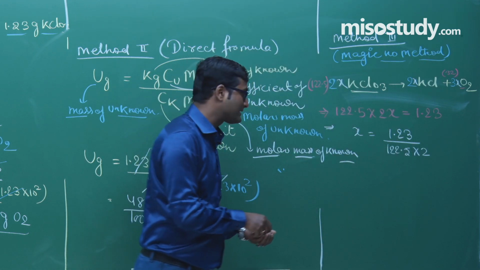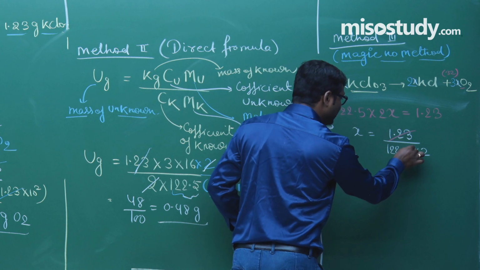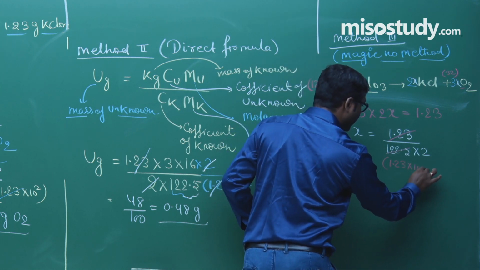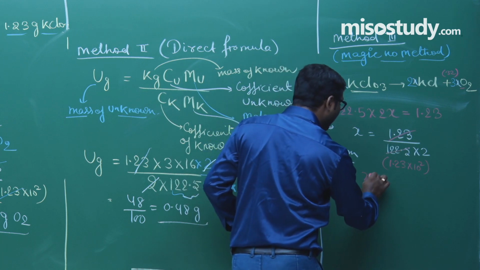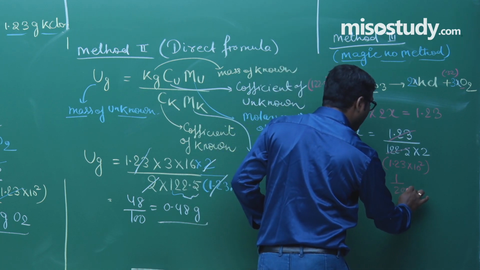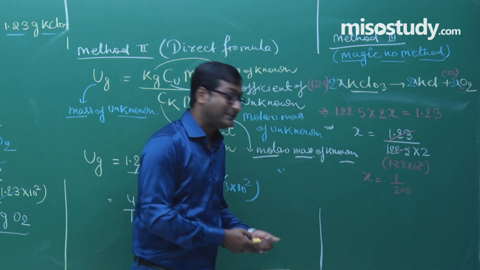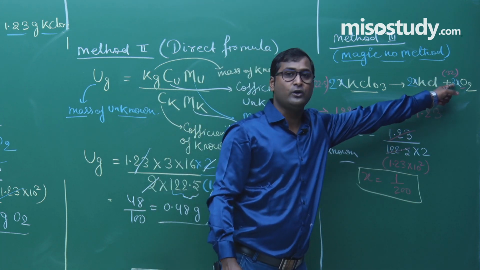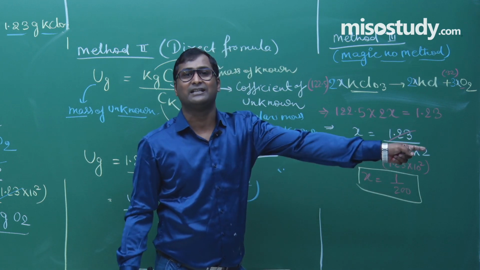Am I right? Yes, sir. This will cancel this one. That is, it can be written like this, 1.23 into 10 to the power 2. So what do we get? X is equal to 1 upon 200. This is, my friend, the magic number. Now put this value here. I promise you will get the answer.